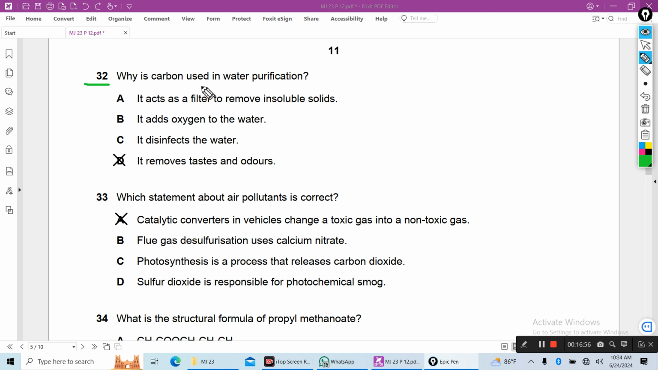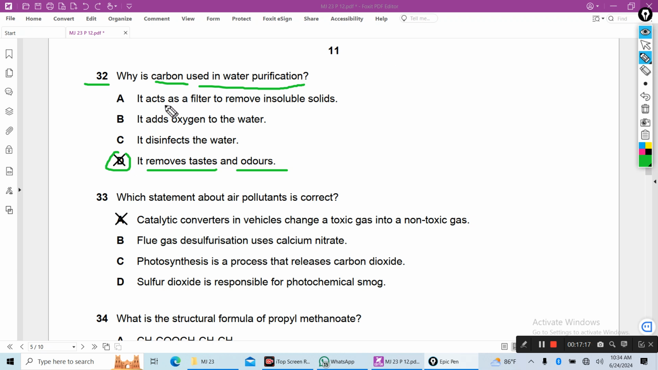Why is carbon used in water purification? You know, it removes taste and odors. D is the right answer. The function of carbon in water purification is that it removes taste and odor.